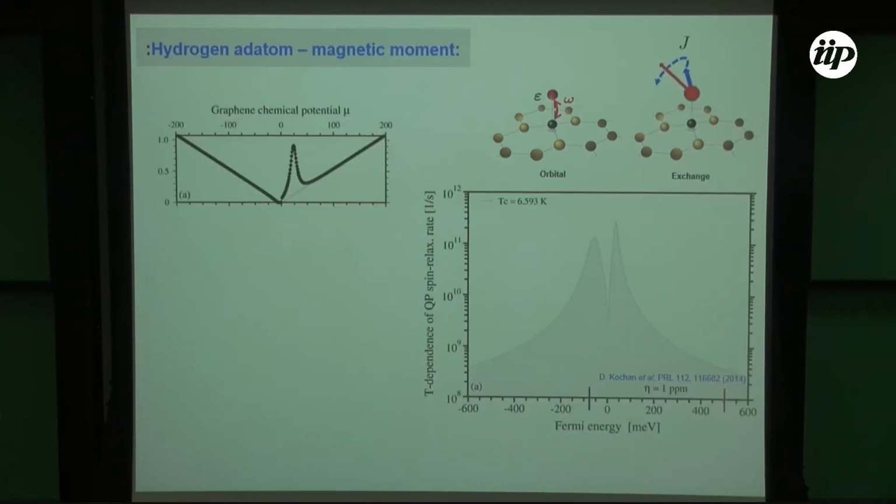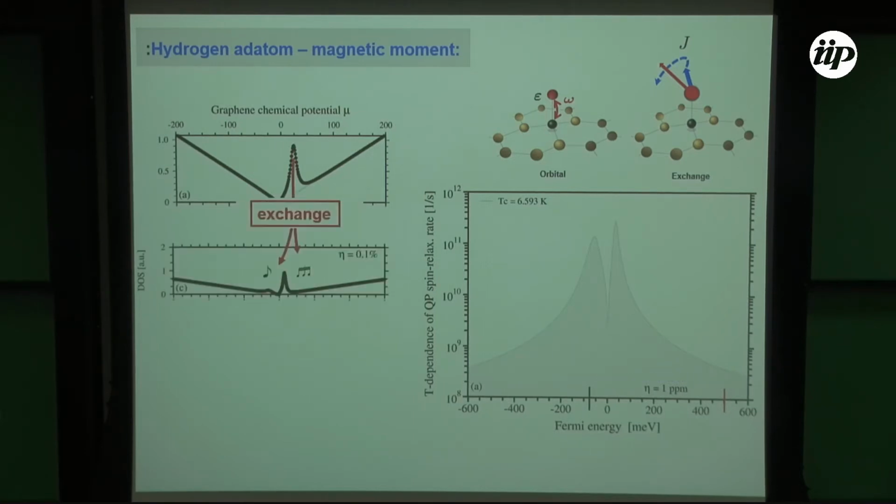Okay, now let me go and discuss the case with the magnetic moment. In that case, I'm assuming that I have an odd atom, and this odd atom has some local magnetic moment sitting on top of it. So this is again our density of states due to this resonance. Because of the exchange interaction promoted by this magnetic moment, this resonance is splitting. And now again, the same picture.